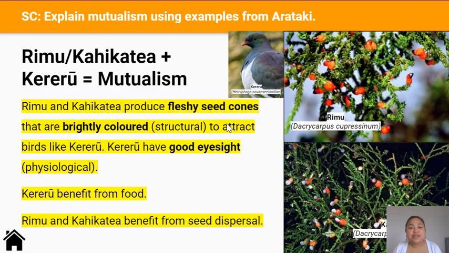So let's start off with the relationship between emergent trees, Rimu and Kaikatia, and the Kereru. This relationship is called mutualism. Rimu and Kaikatia produce fleshy seed cones that are brightly coloured. The brightly coloured part is a structural adaptation, and you could also call it a physiological adaptation, to attract birds like the Kereru. Birds like the Kereru have really good eyesight, and that's a physiological adaptation, and that's why they're attracted to brightly coloured fruit. Kereru benefit from food, and Rimu and Kaikatia benefit from getting seed dispersal.